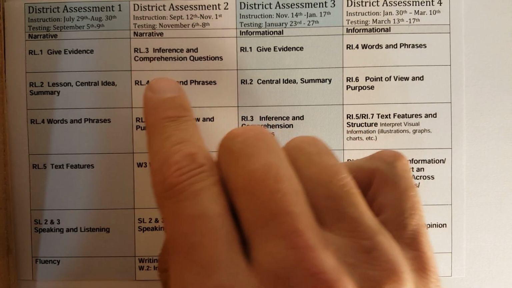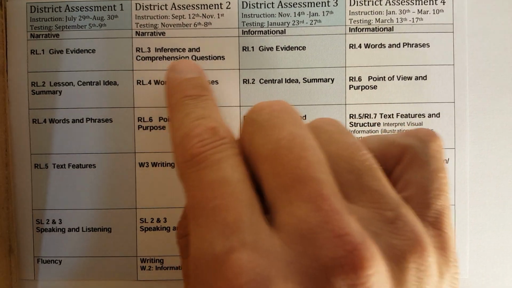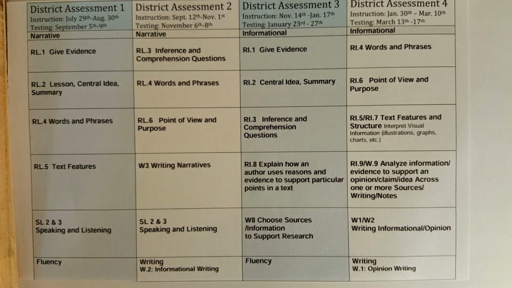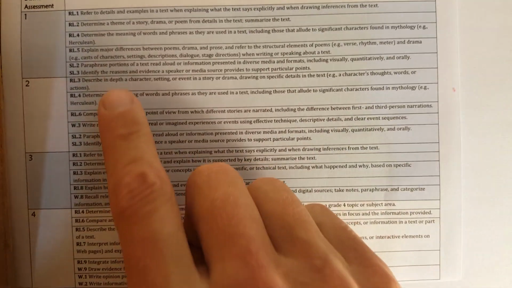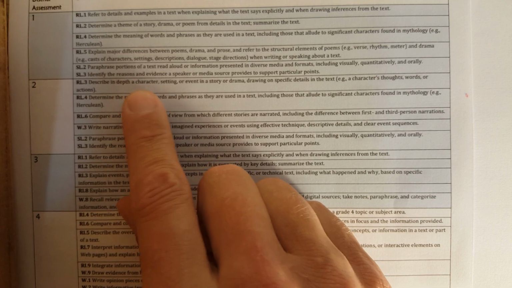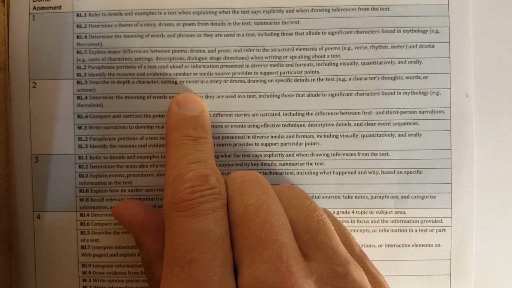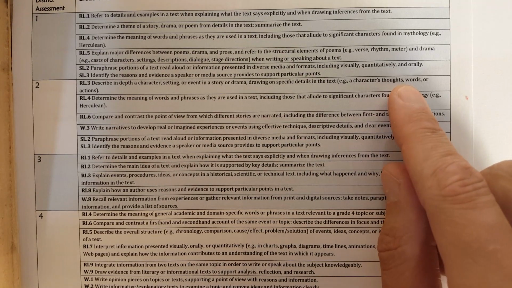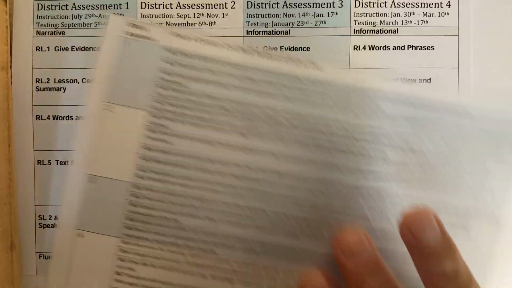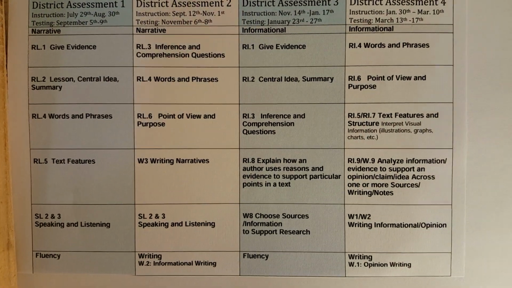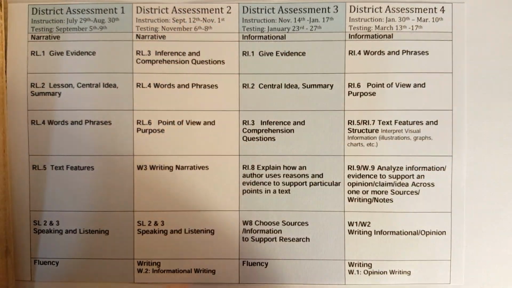All right, so for instance, when I say standard RL3 inference and comprehension questions, I'm not going to read the entire standard every single time. There'll be other recordings for that. So you could see that that standard would be about characters, settings, and events in a story. What does the character think, the words that they use, and actions. All right, those will be other recordings. Right now, the purpose is just question stems. So I'm going to show you what this looks like as actual questions on the test.